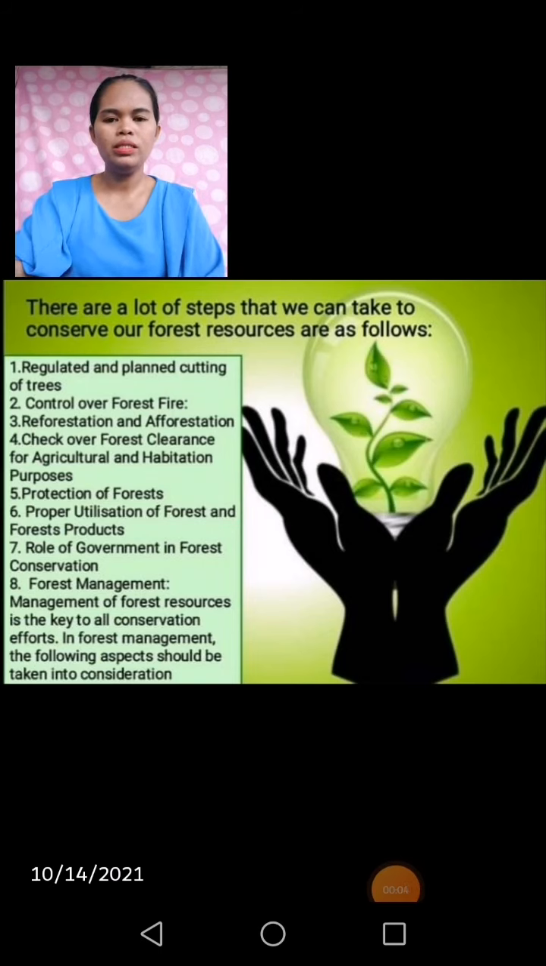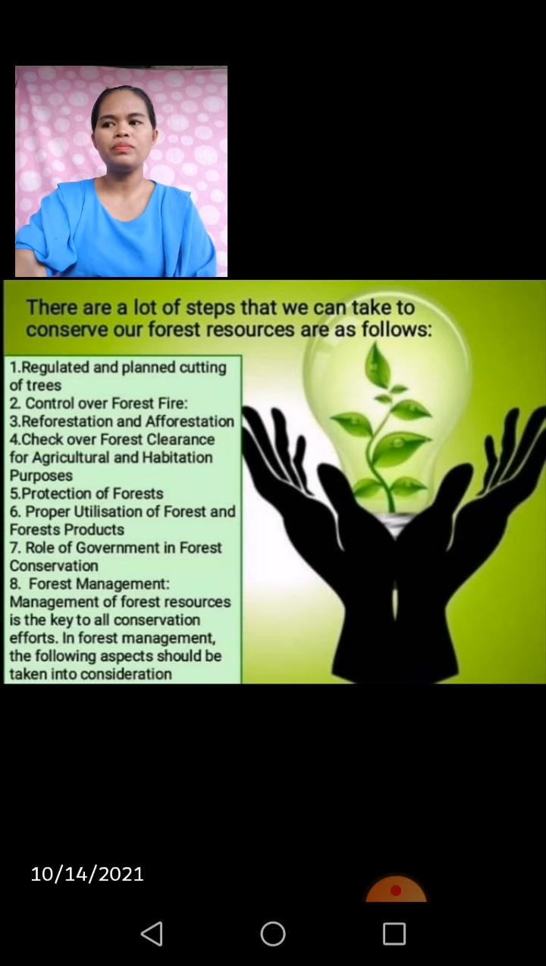This is the continuation of our topic, forest conservation of natural resources. So there are a lot of steps that we can take to conserve our forest resources, and among them are as follows. Number one is regulated and planned cutting of trees.